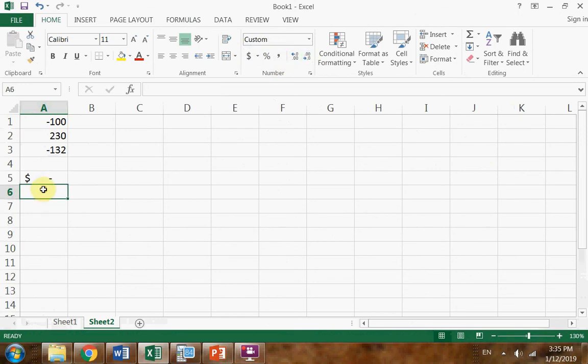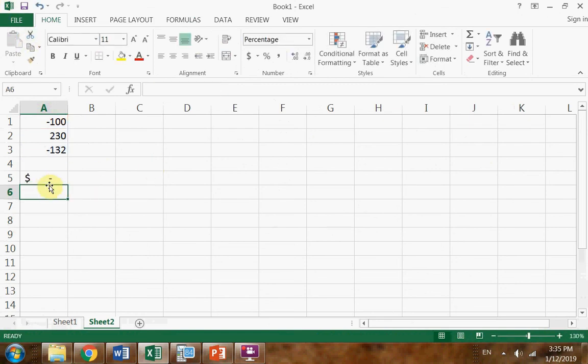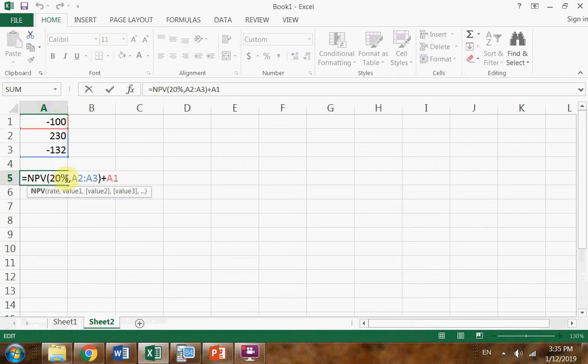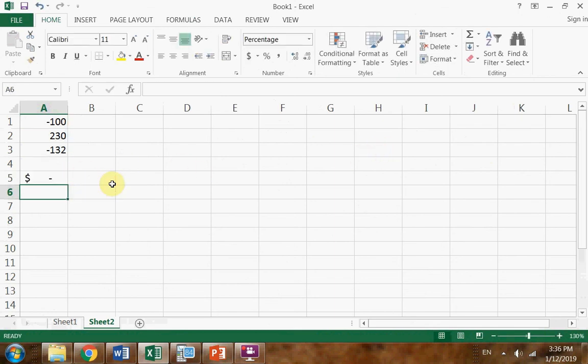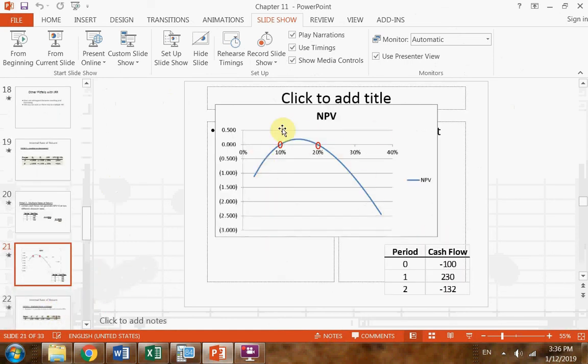And if I use 20% as a discount rate, I will still get 0 NPV. You see, no matter if I use 10% or 20%, I got an NPV of 0. So that basically means I have two IRRs. One is at 10%, another is at 20%. So that's pretty weird. This is the NPV curve across the discount rate.